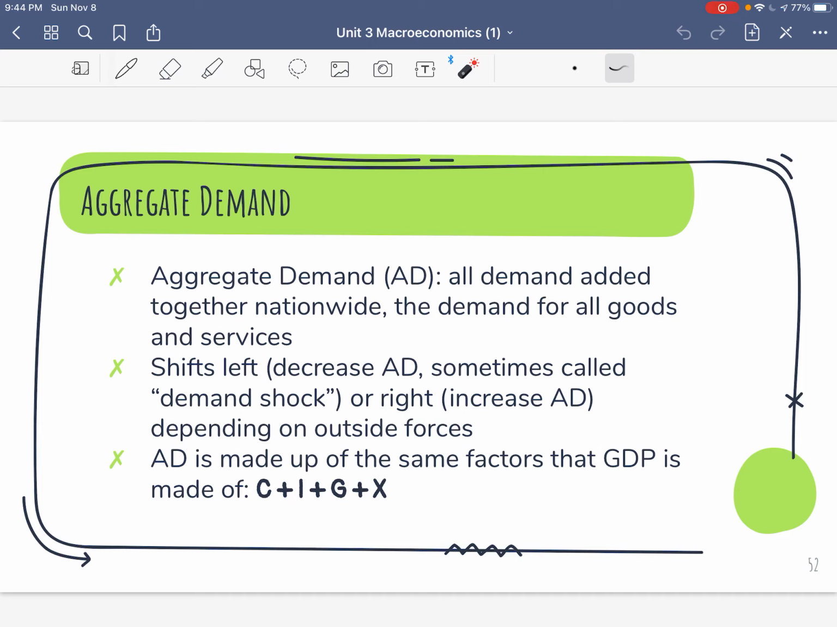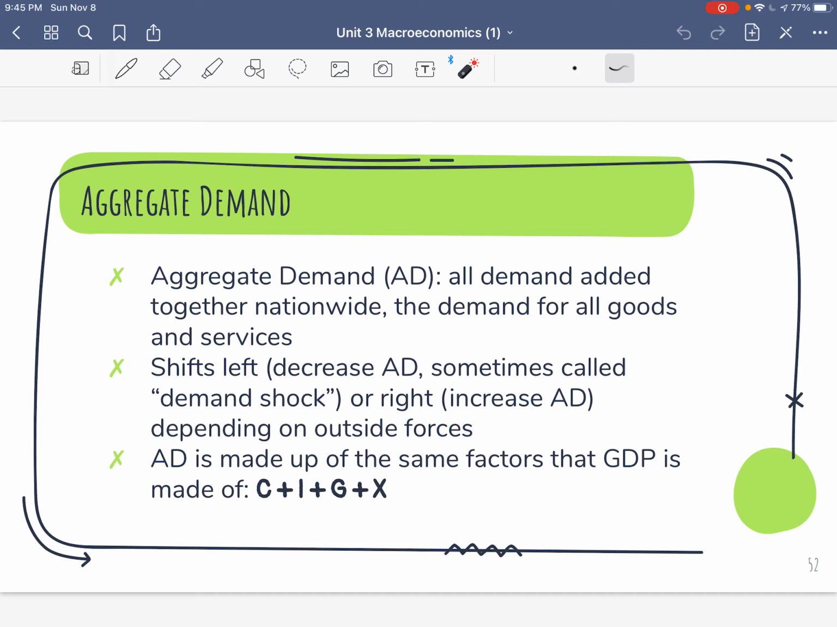So it shifts left if it decreases. Remember, left means less. And then sometimes that's called a demand shock. So if you ever hear me say demand shock, that means that we're shocking the demand. It's going backwards. It's decreasing. Or right if we're increasing on the graph. And so aggregate demand is much like GDP. GDP measures our output. Aggregate demand measures how much we want of those goods that are in the output, okay?